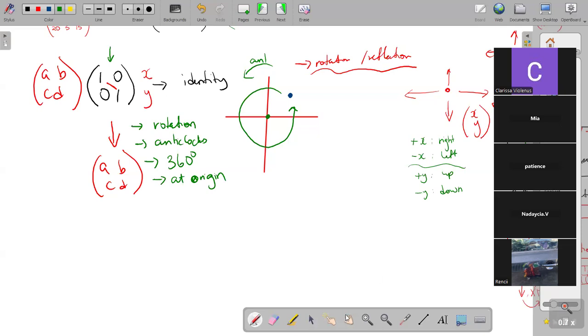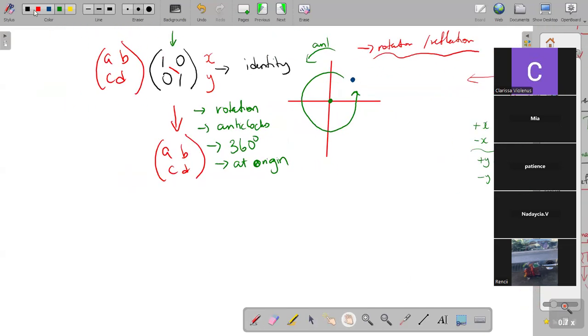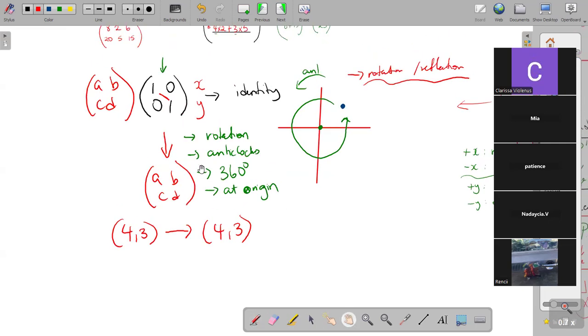So we're going to do a quick example. If I had matrix 0.43, this is going to map onto 43. It isn't going to move. It's going to stay in the same position. Once you finish copying that, say done.